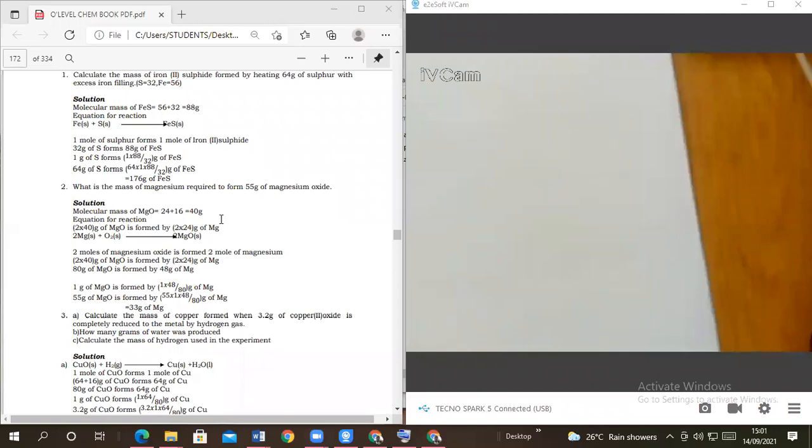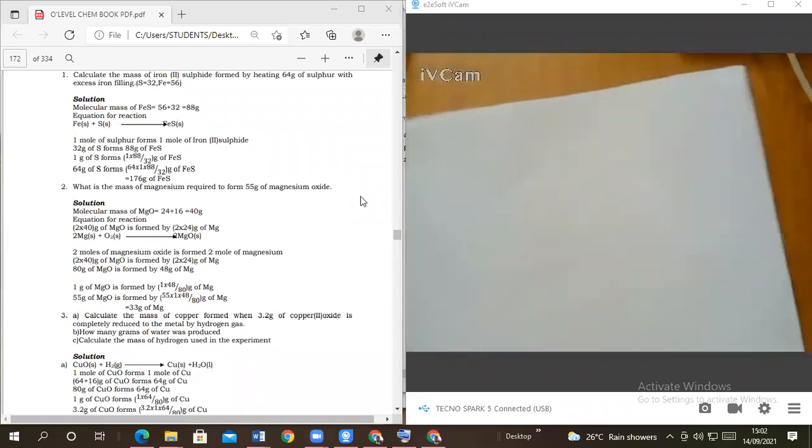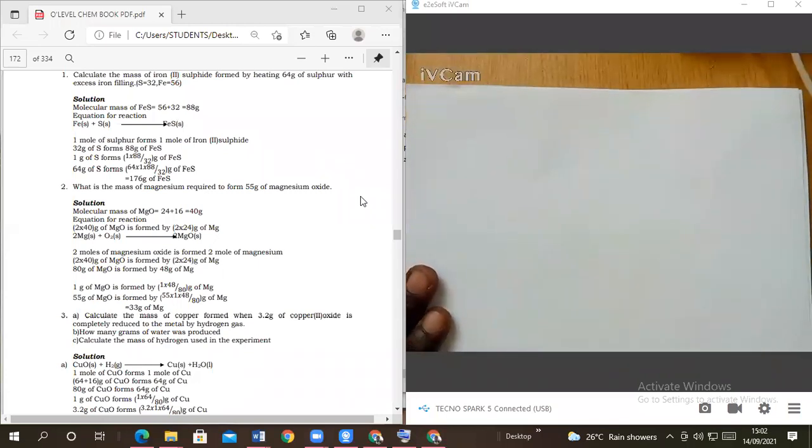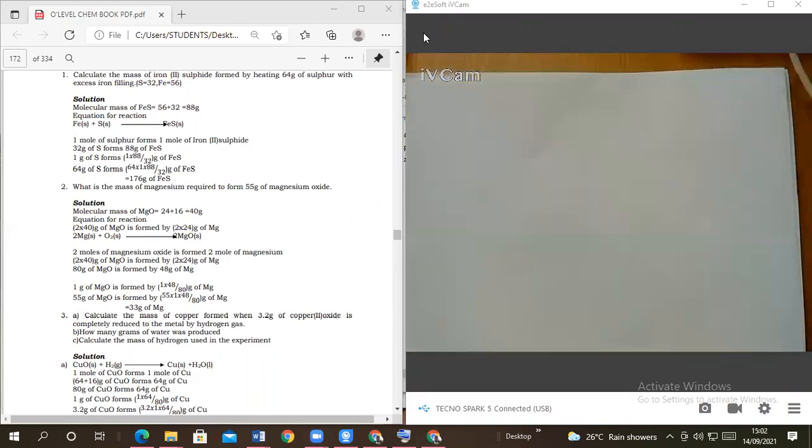Okay. Let's go to the second number. What is the mass of magnesium required to form 55 grams of magnesium oxide? Now here, you are going to write the equation of reaction between magnesium and oxygen. Someone is going to give me that equation, a well-balanced one. Magnesium and oxygen to form magnesium oxide. Let's write it, because that's our first step, to write a well-balanced equation.